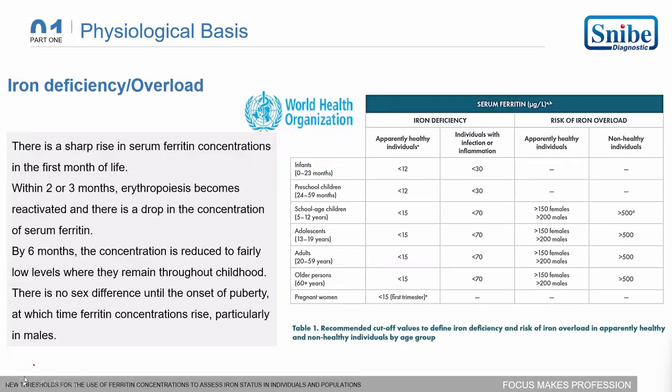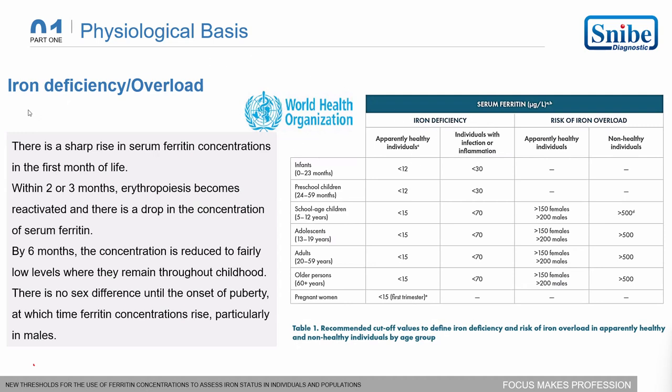So if we talk more about the physiological basis of this, you can see that in iron deficiency and overload, there's a sharp rise in the serum ferritin concentration in the first month of the life of the babies. Within 2 to 3 months, erythropoiesis becomes reactivated and there's a drop in the concentration of serum ferritin. By the 6th month, the concentration is reduced to a very low level, where it remains throughout childhood, and there is no sex difference until the onset of puberty, when ferritin concentration rises, particularly in the male.